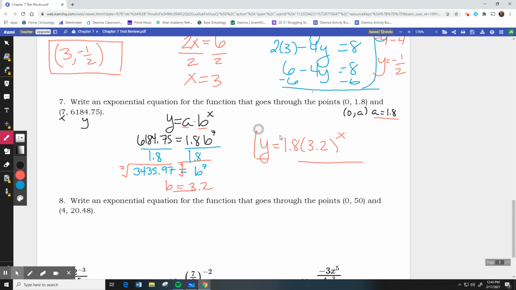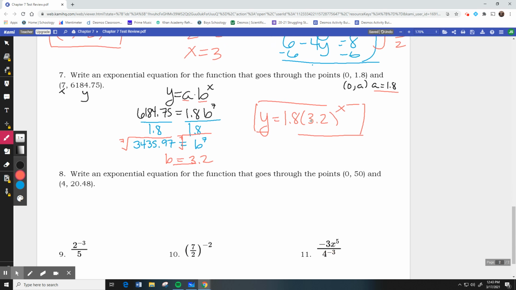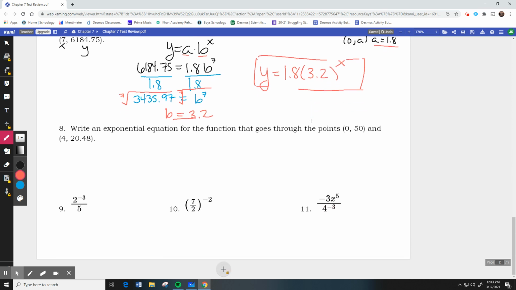Now notice when I write my final equation, I am not putting the x and y values into the equation. I just use that to get my b value. Okay, so that's that. And then our last one is the same idea. Again, you're given something of the form (0, a). Whenever x is 0, that's always your y-intercept. So I know a is 50, but I have to find my b value.